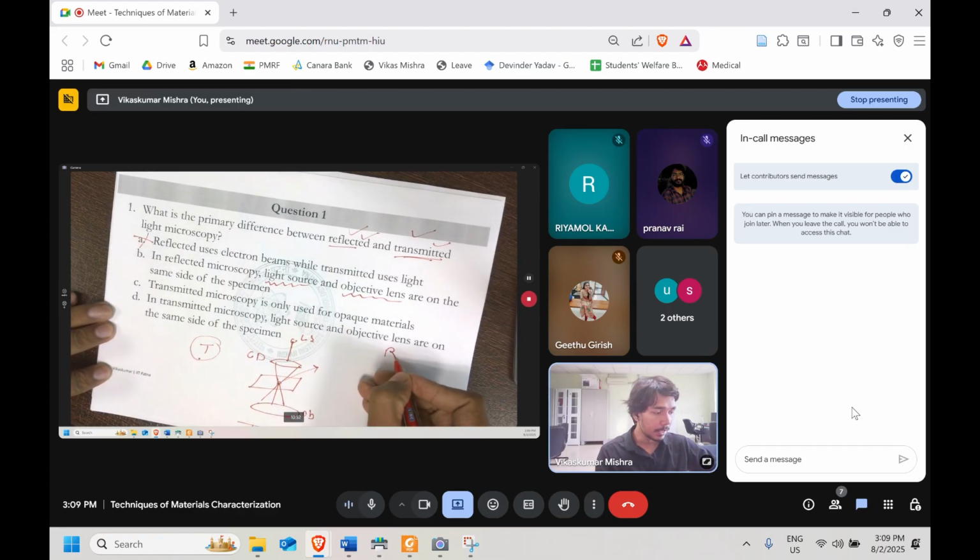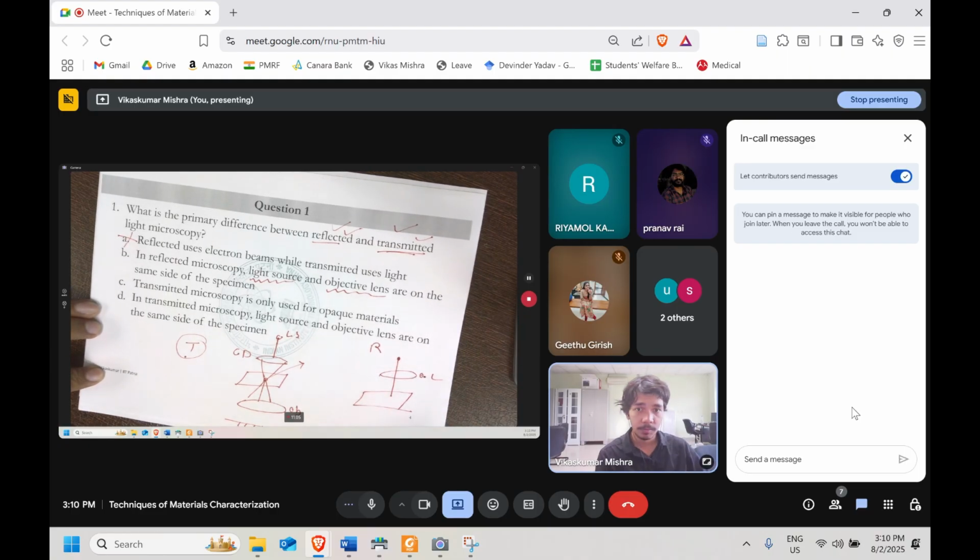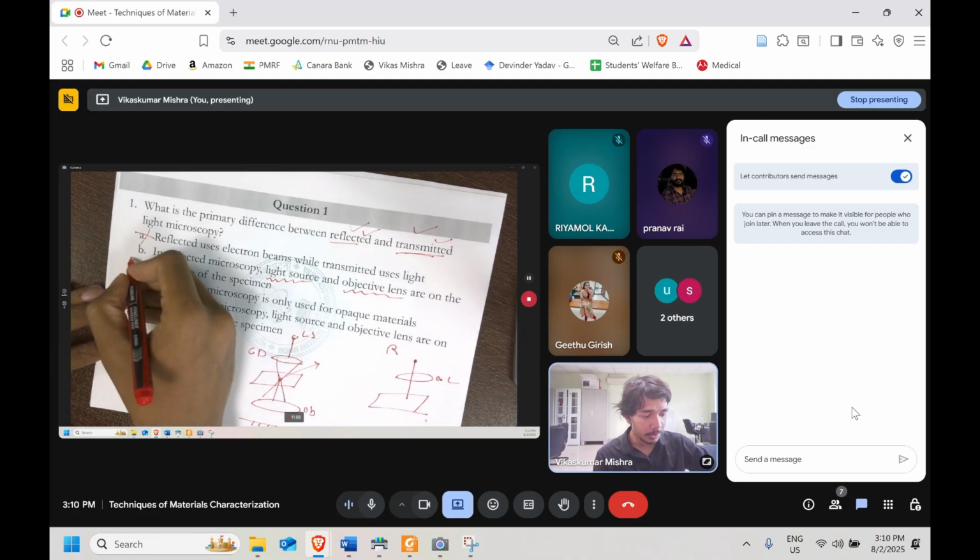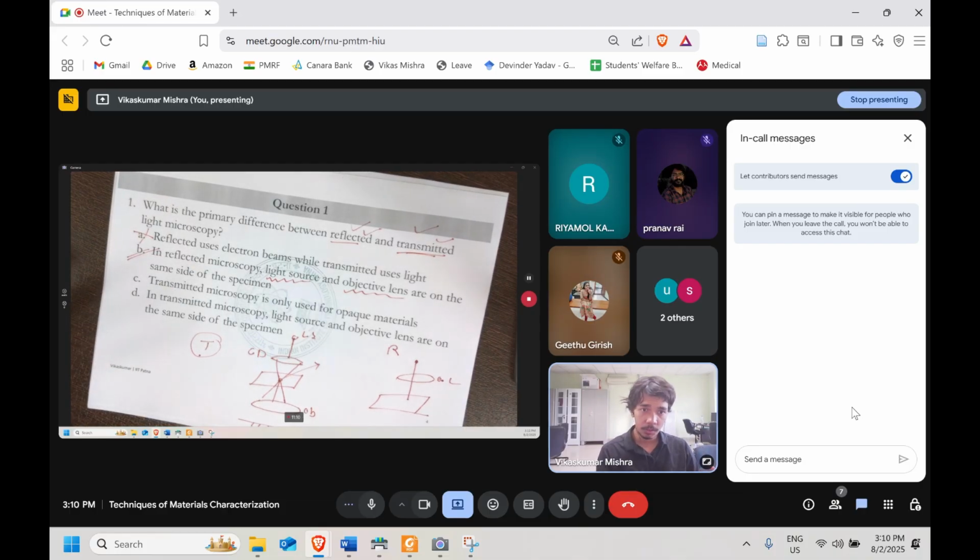So if we talk about the reflected mode, this is our specimen. This is a light source, let's say. It shines the light onto the specimen. And now here is the objective lens. So the second option is the correct one, right?